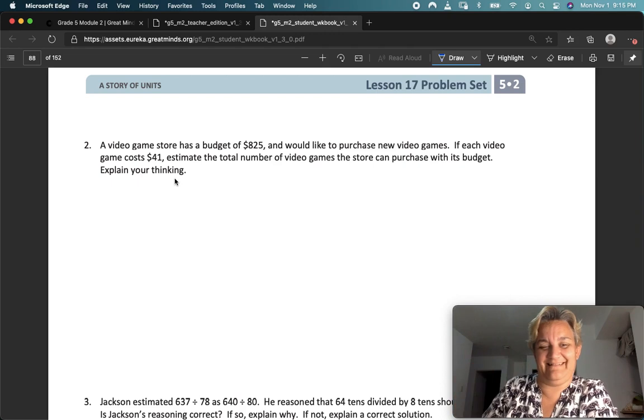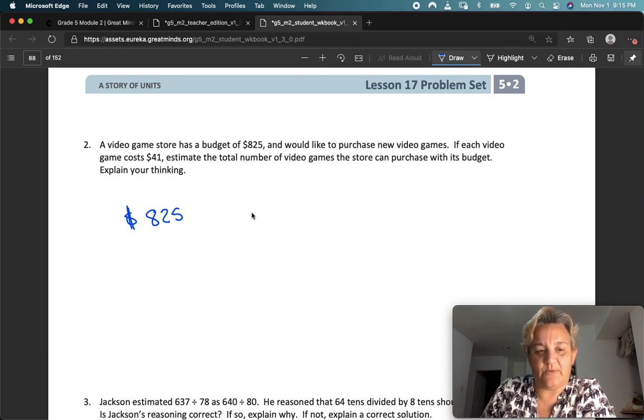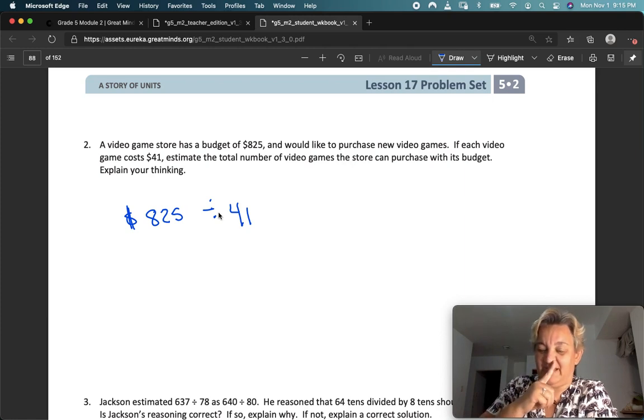Until tomorrow. Number 2, a video game store has a budget of $825. Okay, that's their budget. That's what they can spend. And would like to purchase new video games. If each video game costs $41, estimate the total number of video games the store can purchase with its budget. Explain your thinking. Okay, so we have $825 divided by 41.